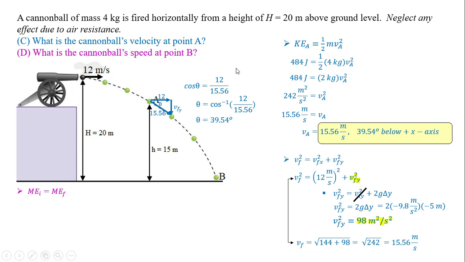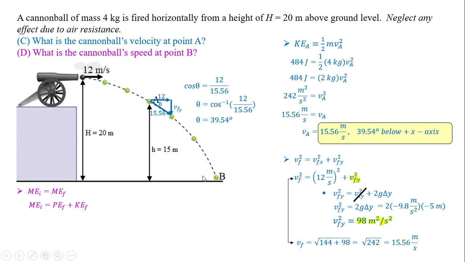Part D asks, what is the cannonball speed at point B? So here, if it asks for speed, I don't need direction, which makes things a little easier. Once again, the mechanical energy in the system stays the same throughout the whole entire flight, right? Because it says neglect any effect due to air resistance. So here I'm going to set up MEI equals MEF, MEF being point B because part D now is at point B, MEI being from the very beginning of the problem. I'm just going to break this down. MEI stays the same because I know the answer for this already, which is 1072.